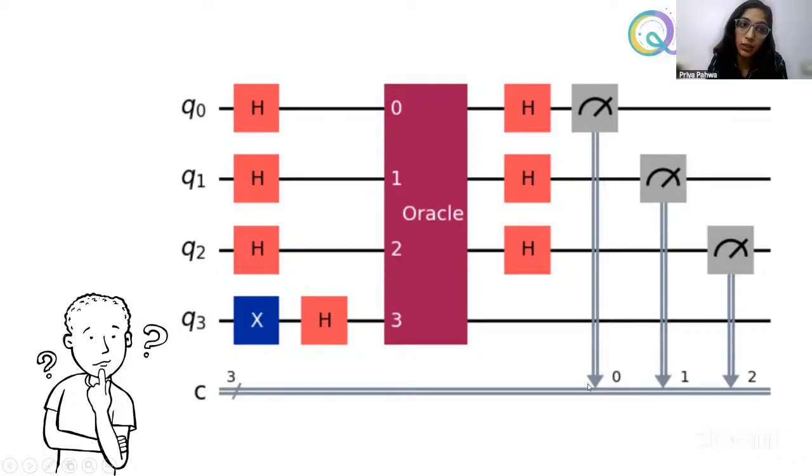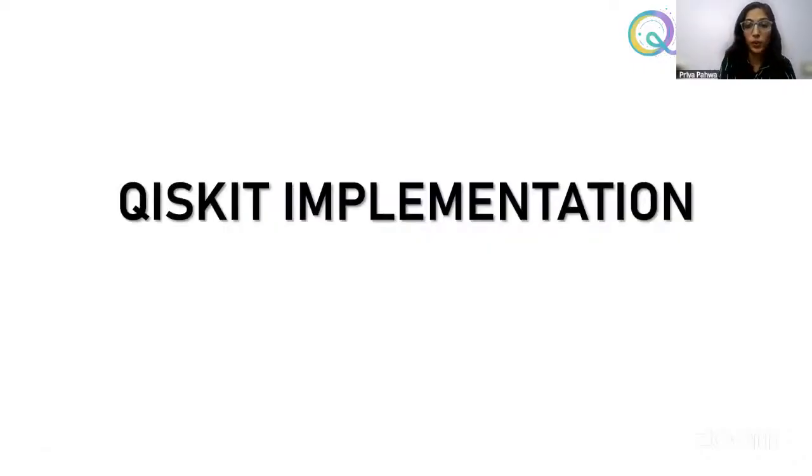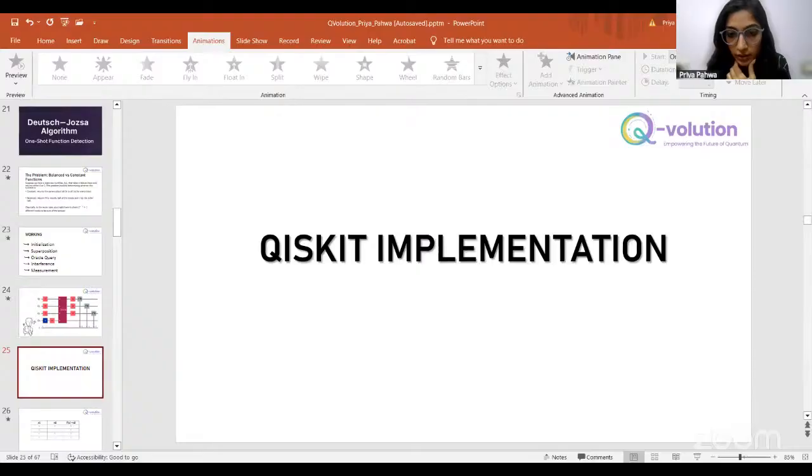So this is, you can say, a generic circuit, and now we will be focusing on what is actually the oracle. Now I will move on to the Qiskit implementation of the Deutsch-Jozsa algorithm. Is my screen visible, right? Yeah. Okay. So here we go.